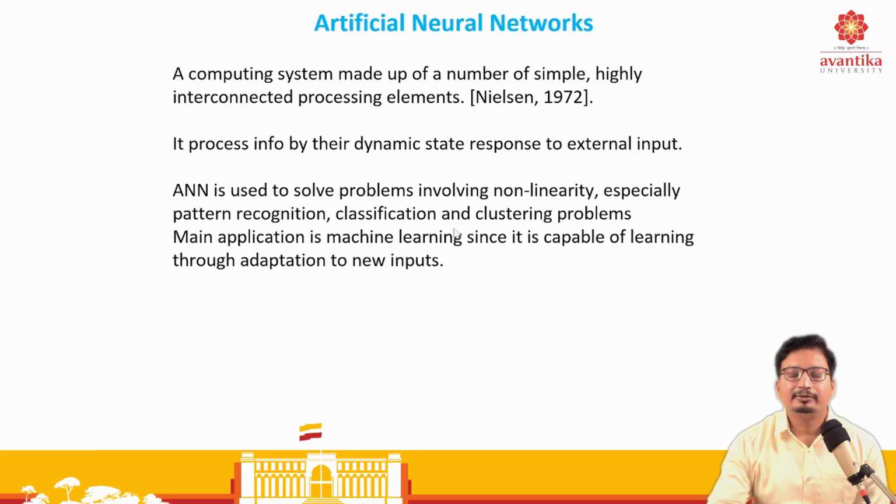So basically, for what kind of problems do we generally use the artificial neural network? The problems which are non-linear in nature, especially pattern recognition, classification, or other clustering problems. The main application of these neural networks we will find in machine learning. Why? Because it is capable of learning through adaptation to new inputs.